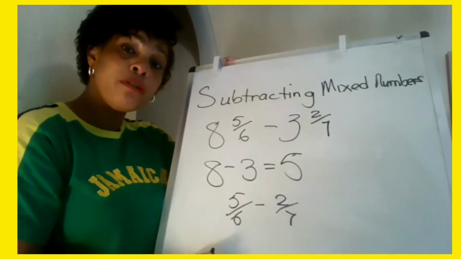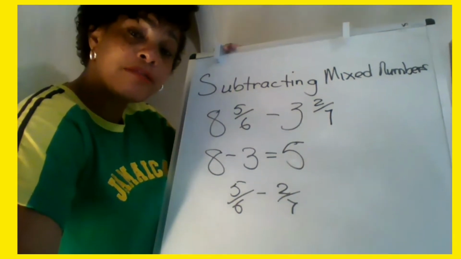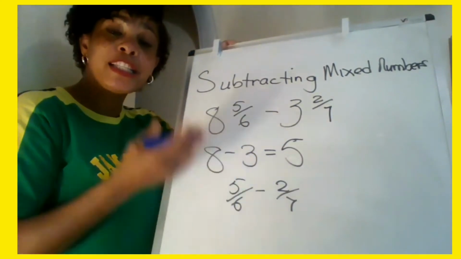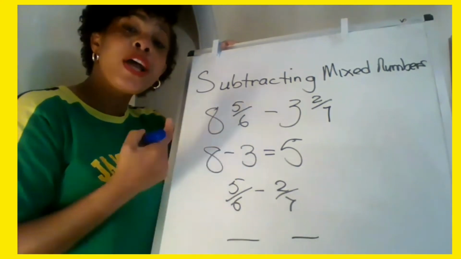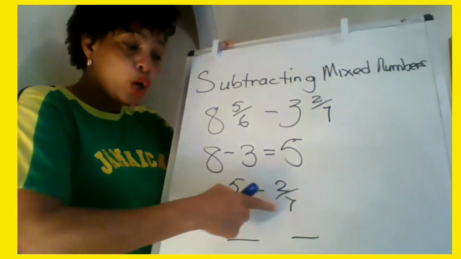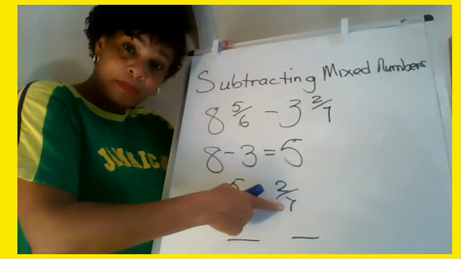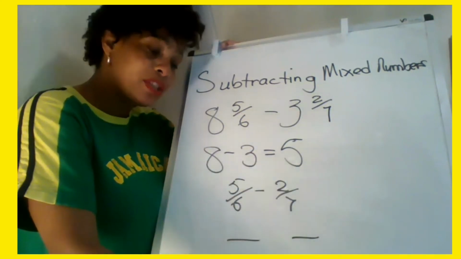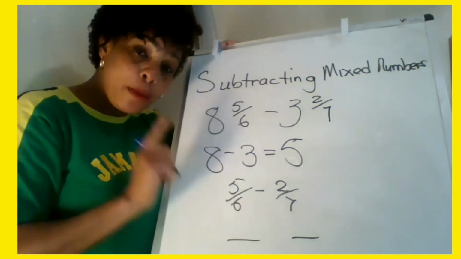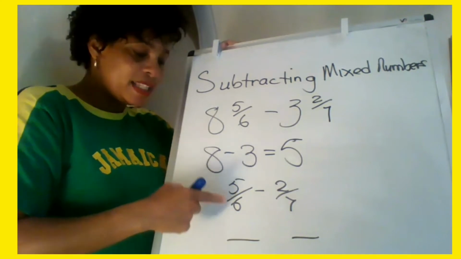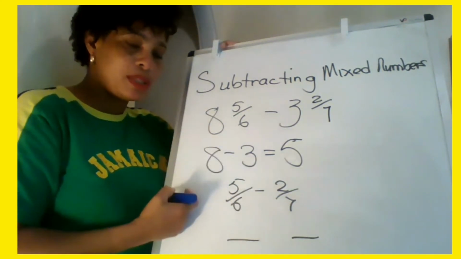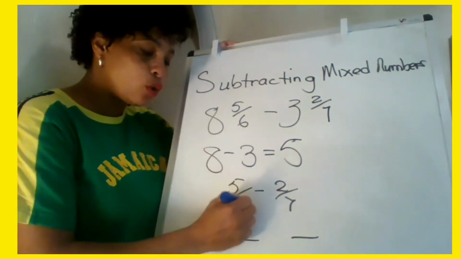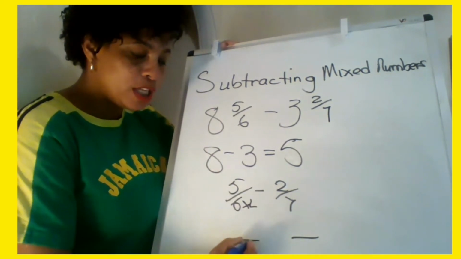Remember what is the rule for adding and subtracting fractions? The denominators must be the same. So here we want our LCM. We're going to be using our 7 times table, and we're going to be searching our 7 times table for the first number that we can find that is in the 6 times table, and it's also in the 7 times table. That number is 42. So 42.